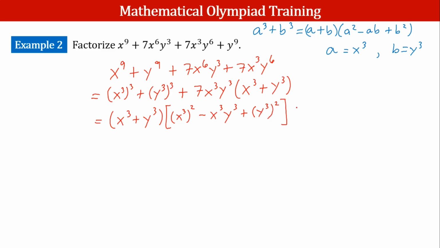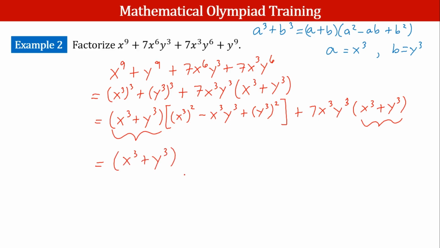And take note, we still have here plus 7x cubed y cubed times x cubed plus y cubed. And now we produced a common factor once again, which is x cubed plus y cubed. This one and this one, right? Now let's factor this out. So we have x cubed plus y cubed. And then let's simplify each of this. We have x raised to 6 minus x cubed y cubed plus y raised to 6.